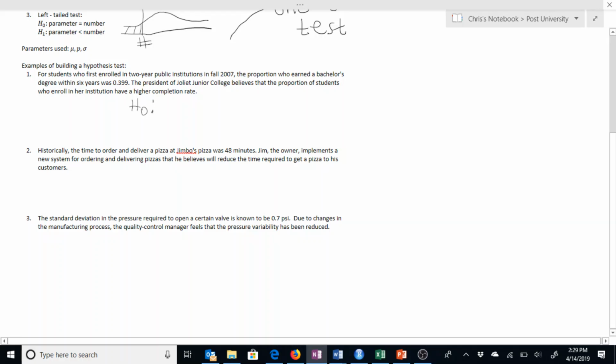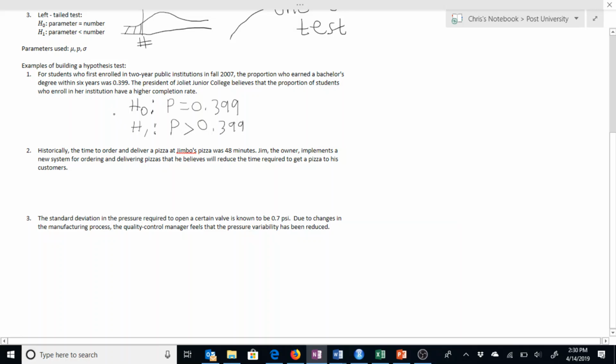So H0 is going to be where we have the proportion is equal to 0.399. While the alternative hypothesis, again using the proportion and 0.399, she wants to find out if they have a higher one, so this would be greater.